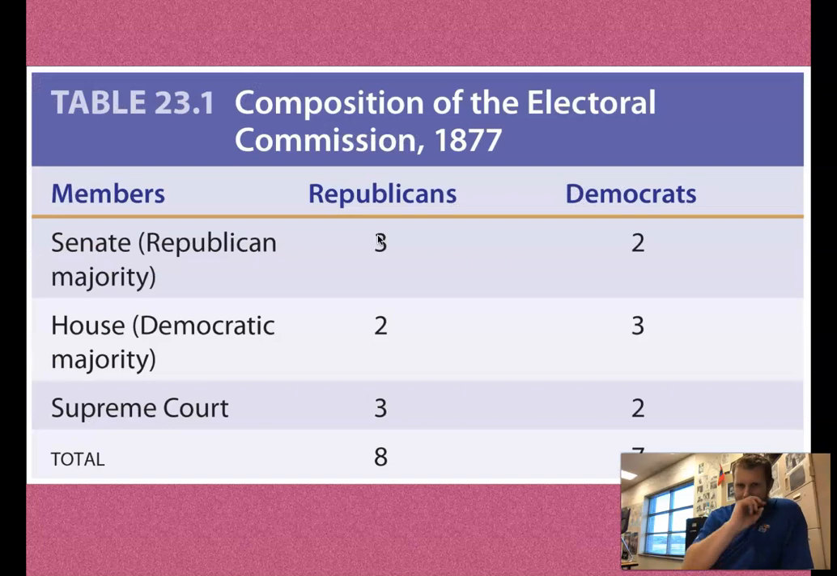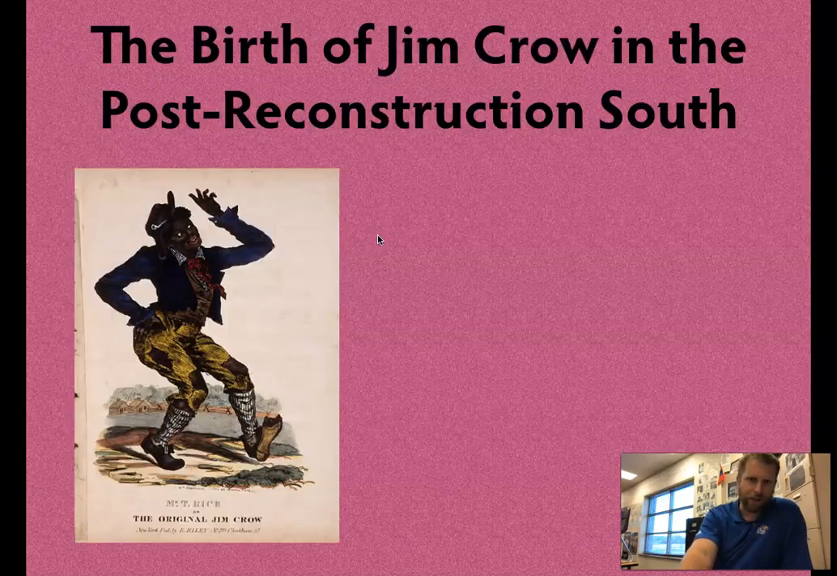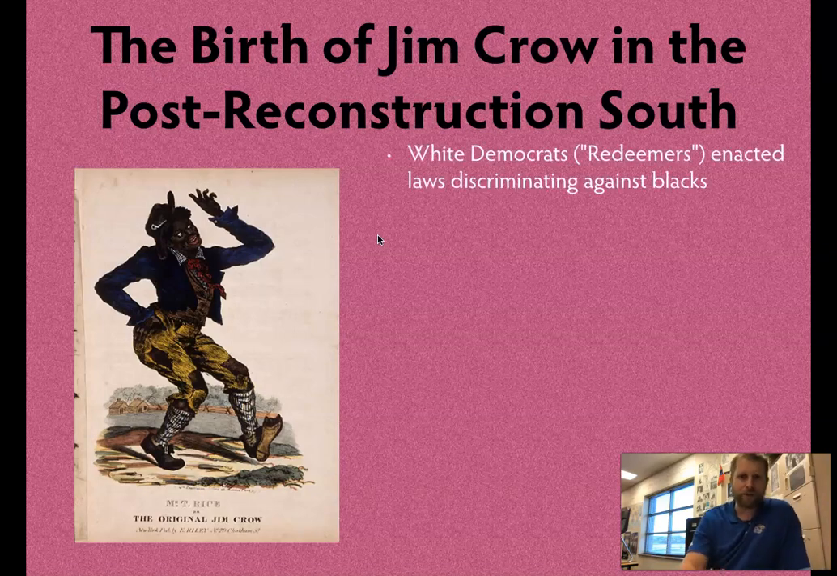Here's the makeup of the Electoral Commission that gave the election to Hayes. You can see it's 8 Republicans to 7 Democrats. And so you get the birth of Jim Crow in the post-Reconstruction South.